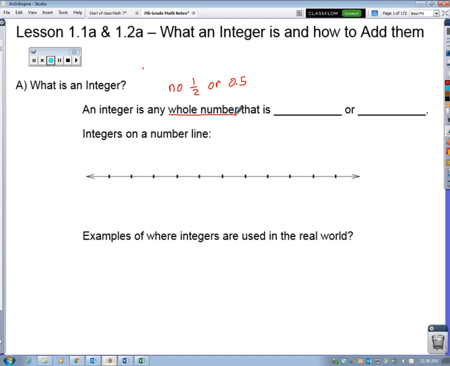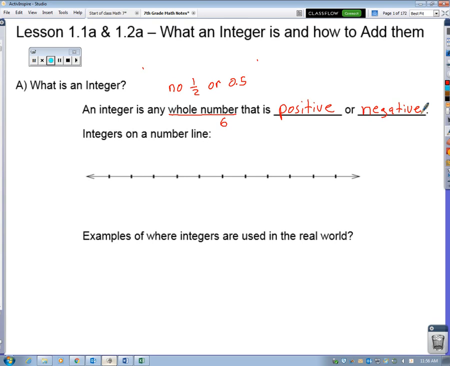Okay, so it has to be a whole number, such as 6. That's a whole number. And it needs to be positive, or it can be negative. Okay, so they are whole numbers that are positive and negative.